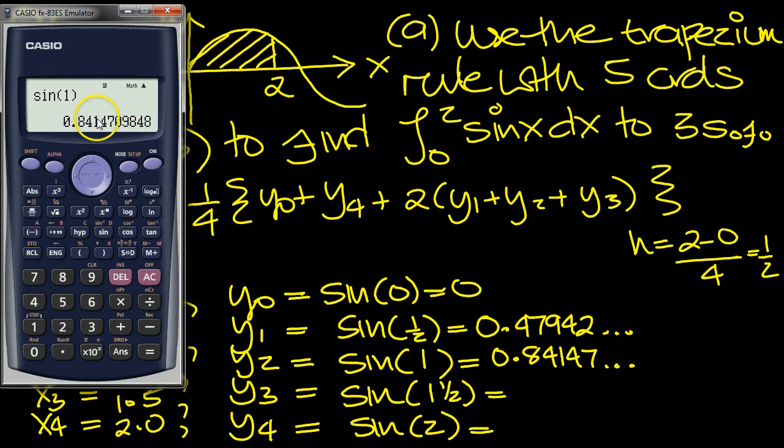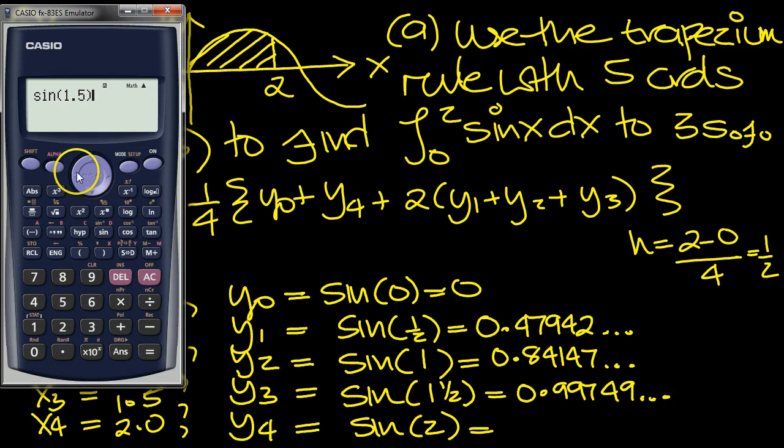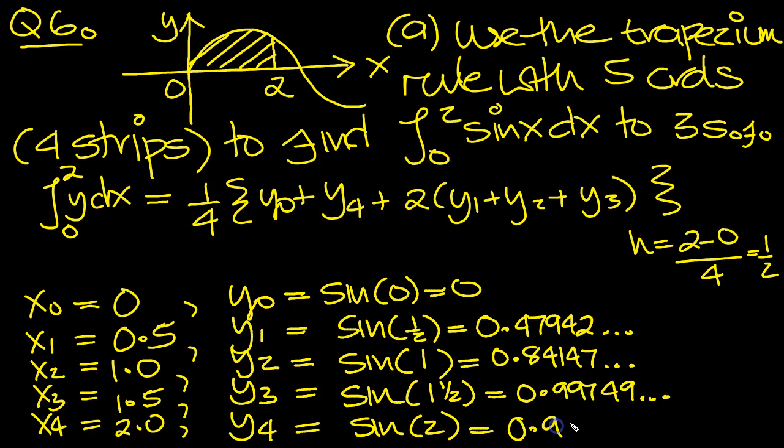So 0.84147, as we said, then 1.5 gives 0.99749, and then sine 2 gives 0.90929, dot, dot, dot. Okay, that's what we've got then.